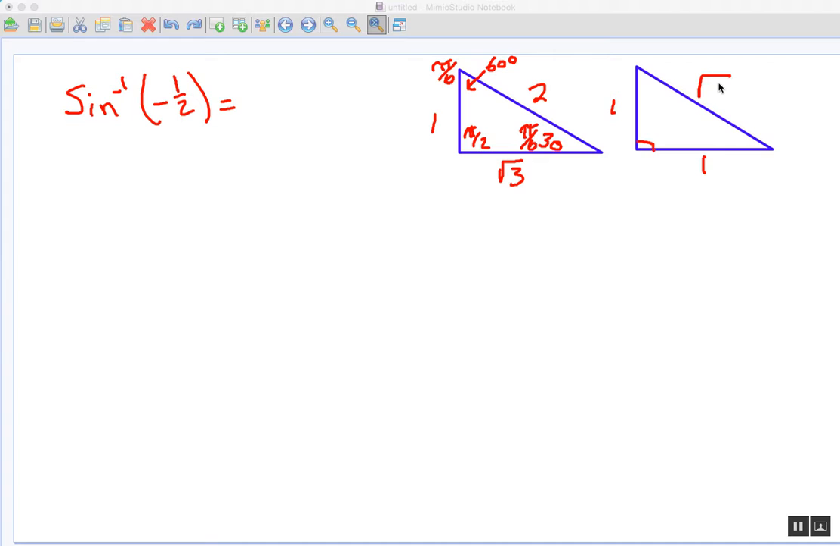Our 45, 45, 90 has sides of 1, 1, and square root of 2. And this 45-degree angle here in radians is pi over 4.